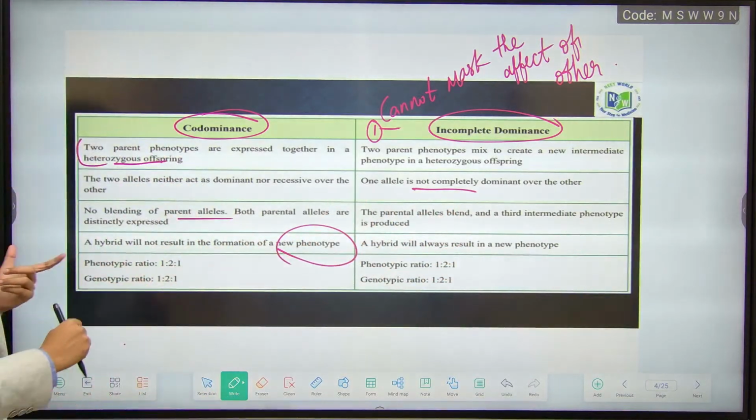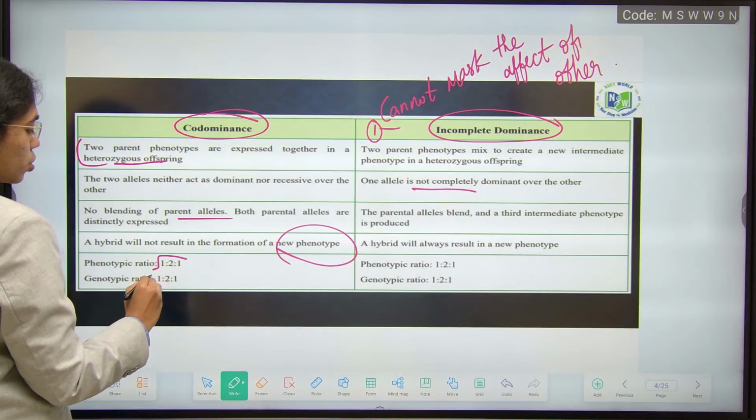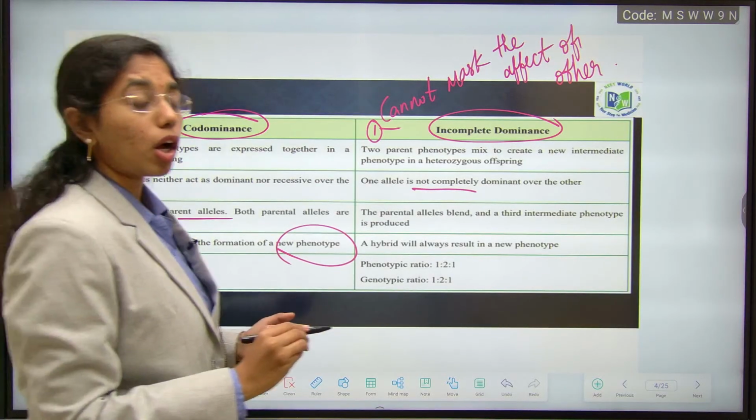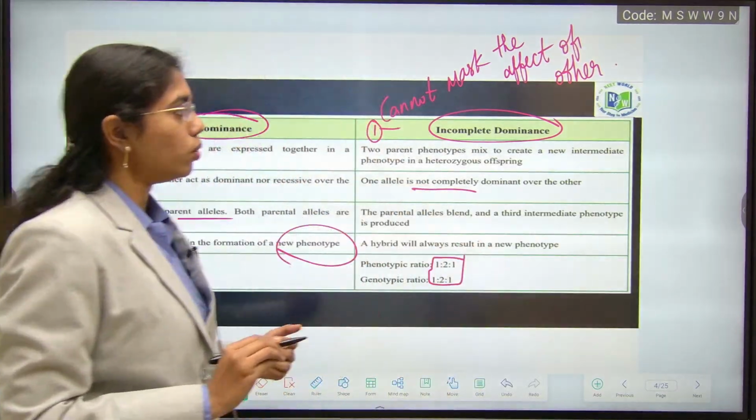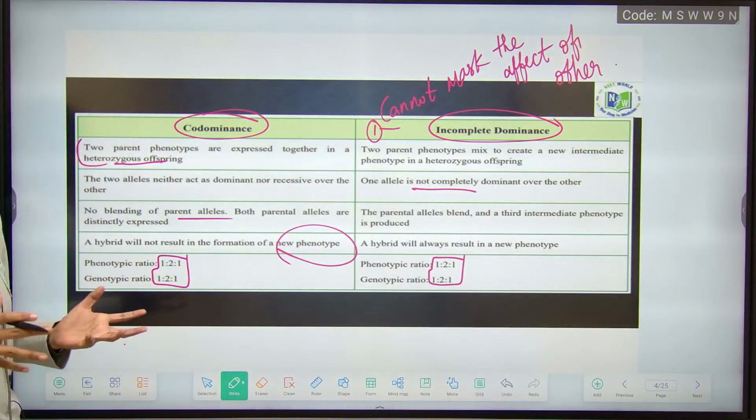And here phenotypic ratio and genotypic ratio is 1:2:1. Here also phenotypic and genotypic ratio is 1:2:1. Clear till here? Any doubts anywhere?